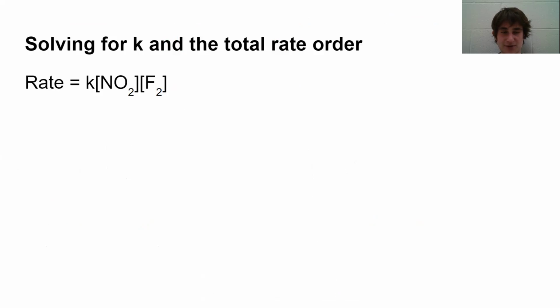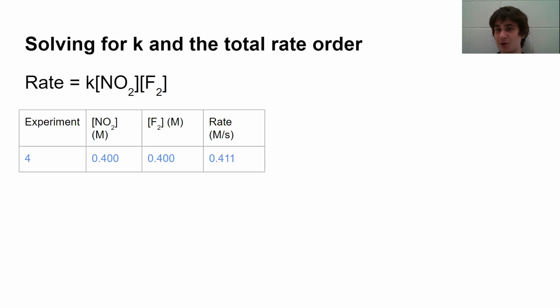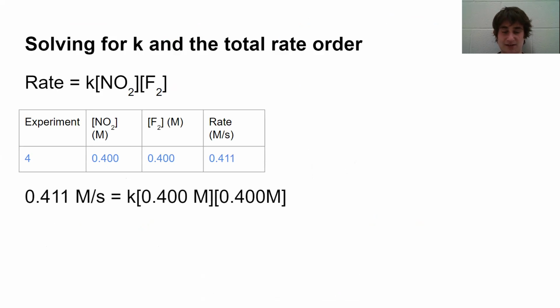And now let's solve for K. So we have rate equals K times NO2 times F2. That's what we found in our last step. So we're going to pick an experiment and plug the values in. Let's do experiment 4 since we haven't used it yet. So here are our values for experiment 4, and we're going to plug them in just like that. 0.411 molar per second equals K times 0.400 molar times 0.400 molar. And when you do that, we're going to get K equals 2.57 molar to the -1 seconds to the -1.